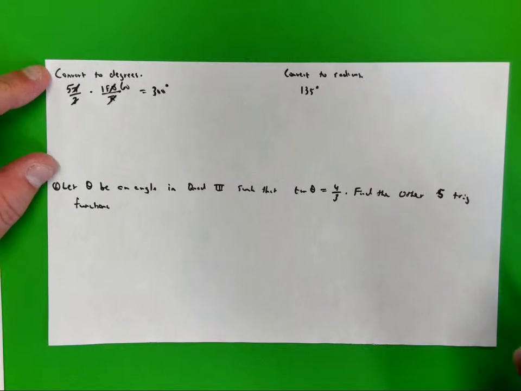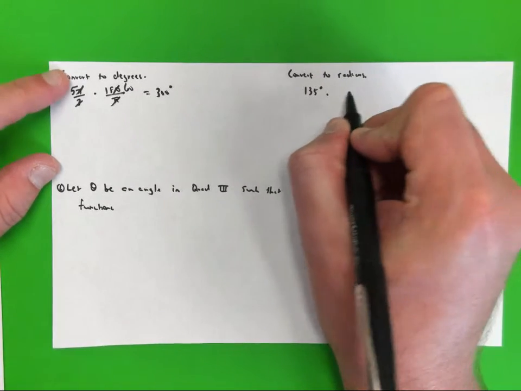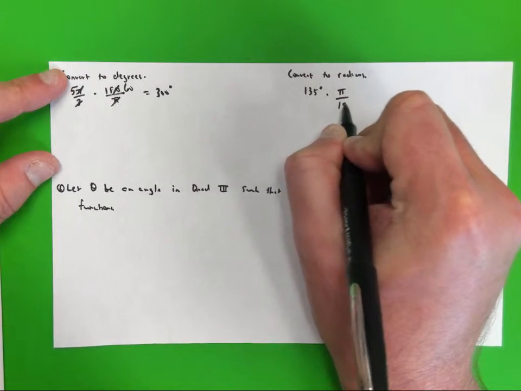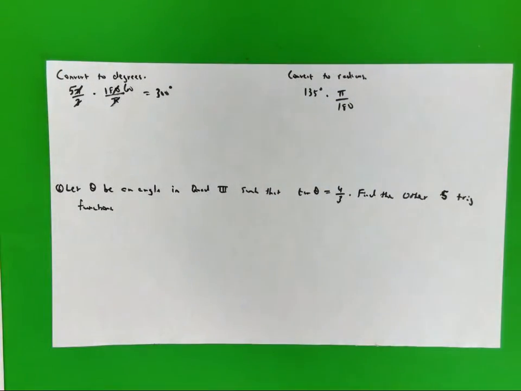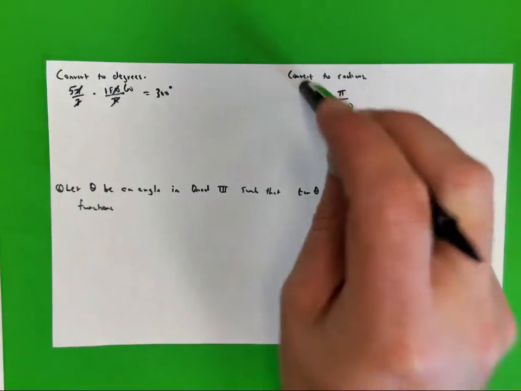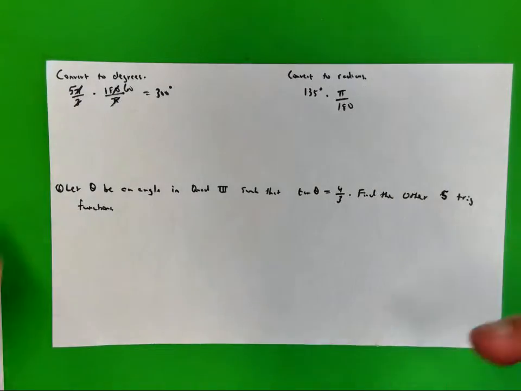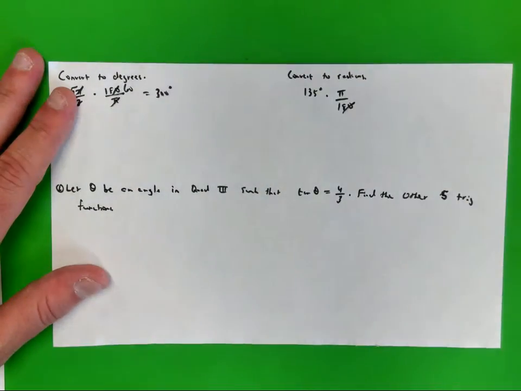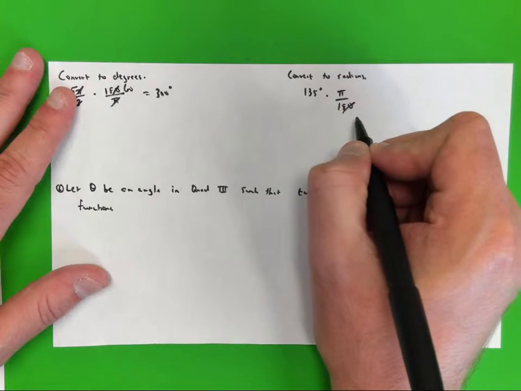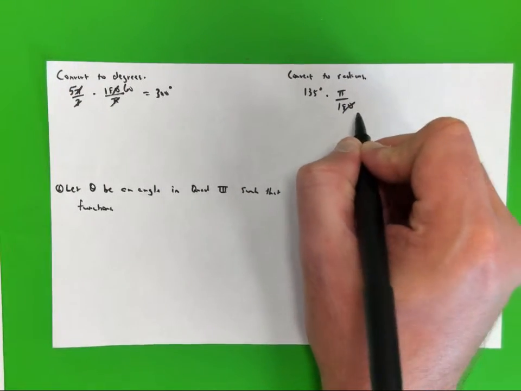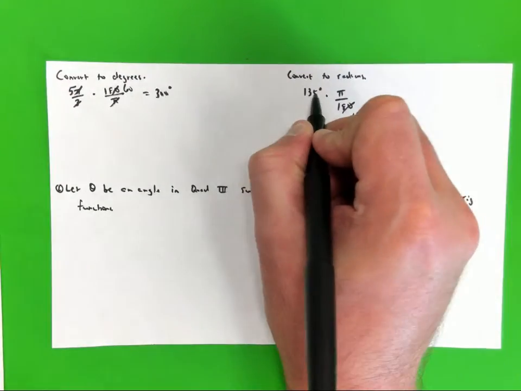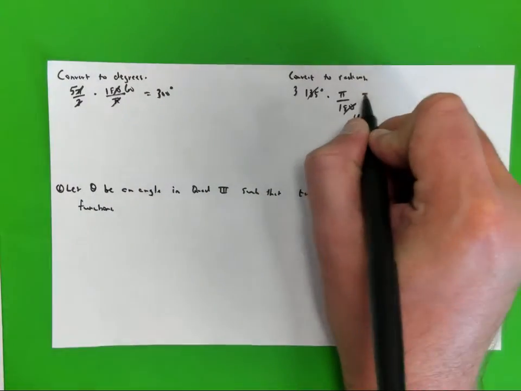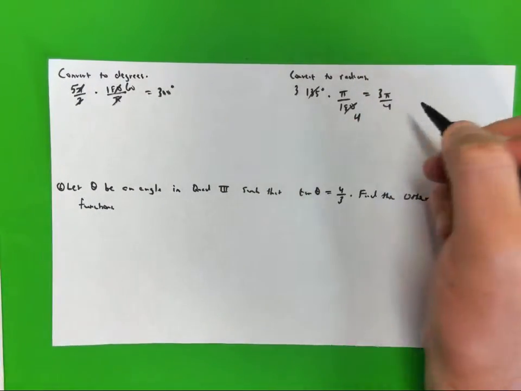135, I need to convert that to radians, so I'm going to multiply it by what? Pi over 180. If I'm going to radians, doesn't pi need to be in the numerator? So I need to multiply it by pi. Okay? What can go into both 135 and 180? 45. Yep. Or you can do 5 and keep reducing. 45 goes in 180 4 times. And 45 goes in 135 3 times. So that's going to be 3 pi over 4.